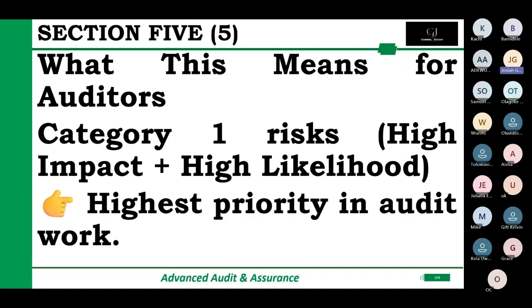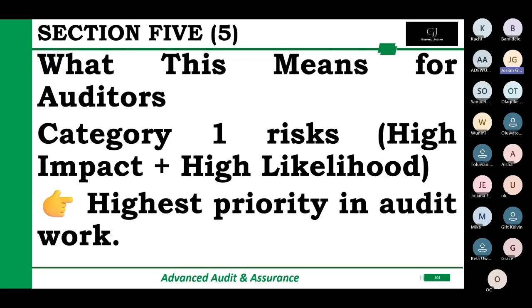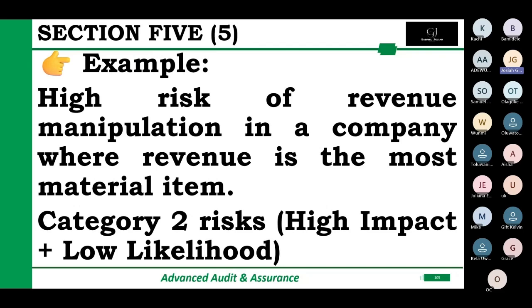What it means for auditors is that category 1 here talks about high impact and high likelihood. That is the red. So you need to prioritize that risk. Any risk that falls within this threshold must be prioritized and attended to first. It is critical for the business. So for example, the high risk of revenue manipulation in a company where revenue is the most material item. Of course, the materiality threshold will be based on revenue if the company relies on revenue. So that component of the financial statements must be treated critically and highly.